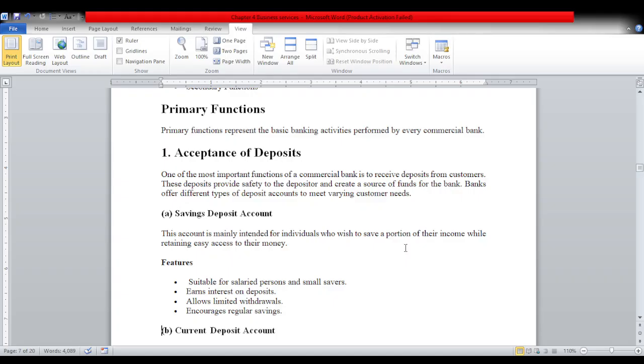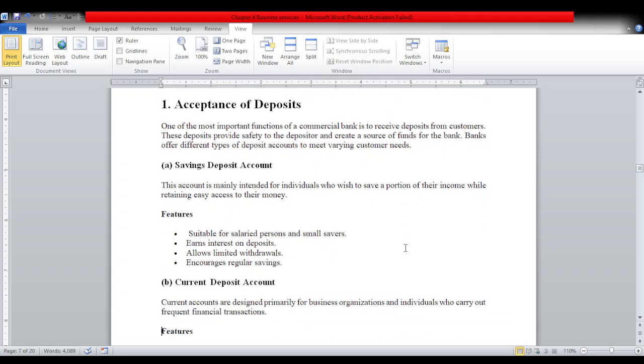Deposits provide safety to the depositor and create a source of funds for the bank. Banks offer different types of deposit accounts to meet varying customer needs. First, they can open a savings deposit account. This account is mainly intended for individuals who wish to save a portion of their income while retaining easy access to their money. Features of this savings account: it is suitable for salaried persons or small savers, earns interest on deposits, allows limited withdrawals, and encourages regular savings.